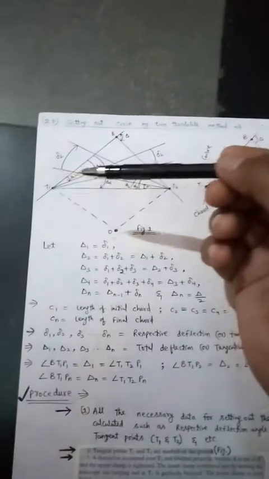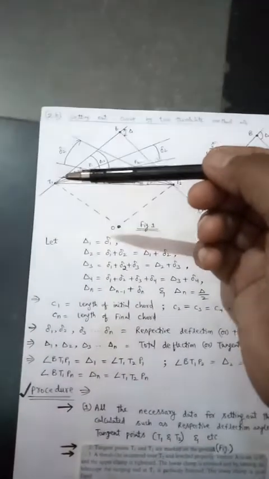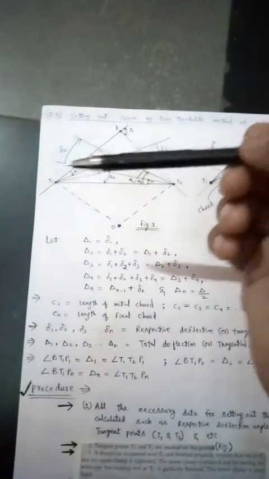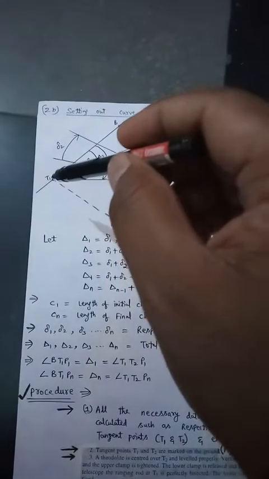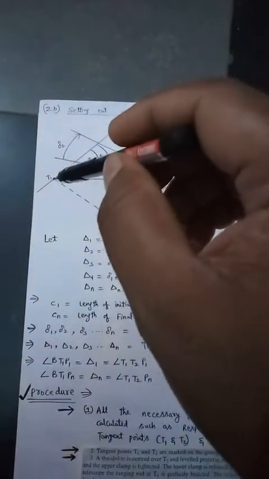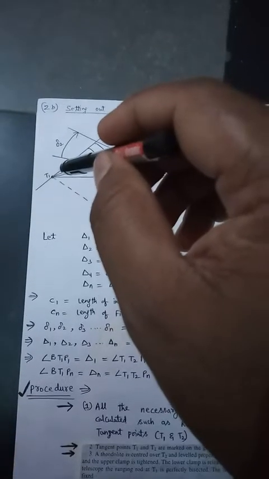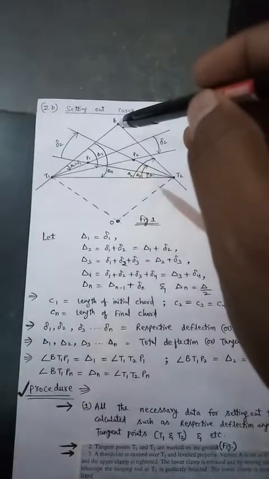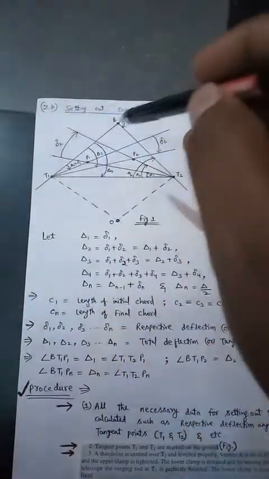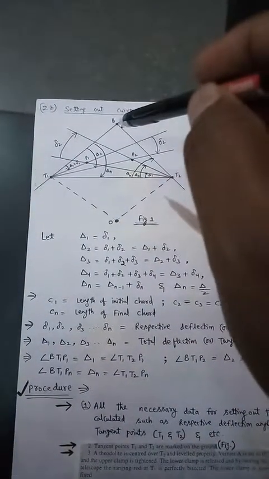So after bisecting the ranging rod at T1 with the help of the telescope, the ranging rod at T1 is removed. In place of the ranging rod, we set up a theodolite here. Now the ranging rod is inserted at point B. Now the telescope is directed towards B and bisected.